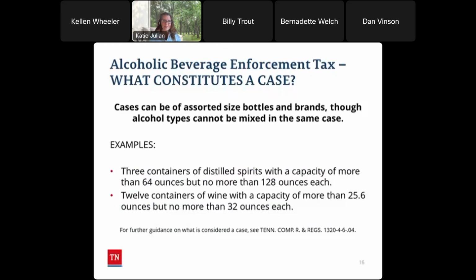Well, what is considered a case? A case of alcoholic beverages is determined by the amount of alcohol. What specifically constitutes a case is found in the Tennessee rules, and it is pretty complex. Cases can be of assorted size bottles and brands, though alcohol types cannot be mixed in the same case.